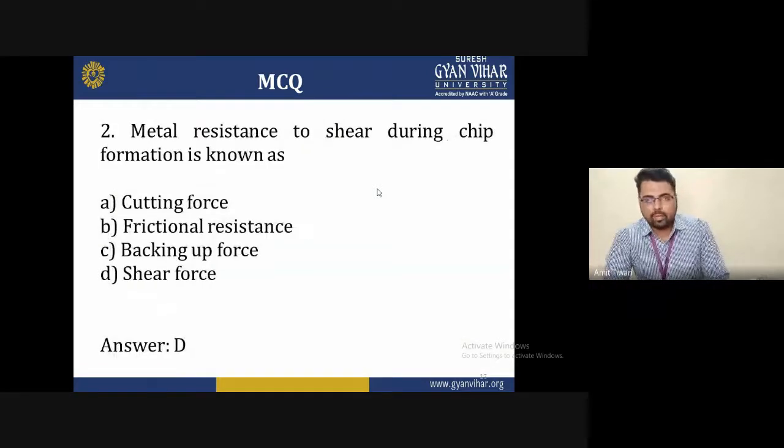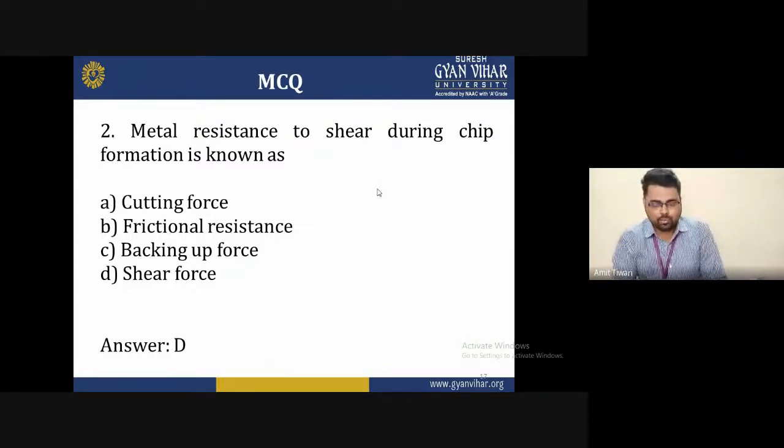Second: the metal's resistance to shear during chip formation is known as. The options are A cutting forces, B frictional resistance, C backing up forces, D shear forces. The correct answer of this question is D.